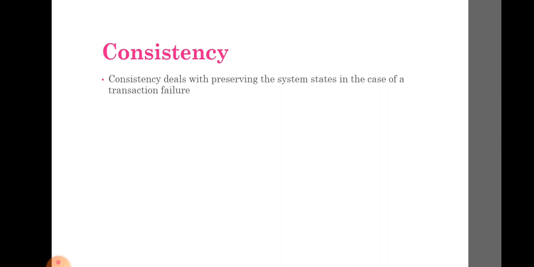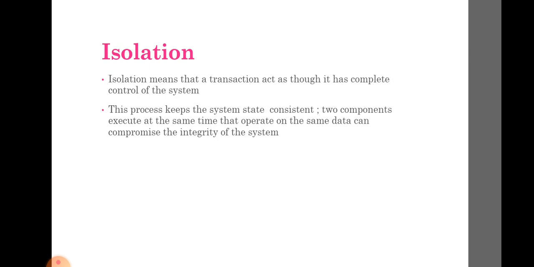Next, consistency. It deals with preserving the system state in the case of a transaction failure. The state must remain static whether the transaction succeeds or fails. Got it? Consistency deals with preserving the system state in case of a failure. Next, isolation. Isolation means that a transaction acts as though it has complete control of the system. The process keeps the system state consistent.